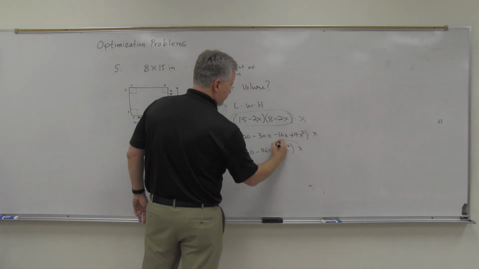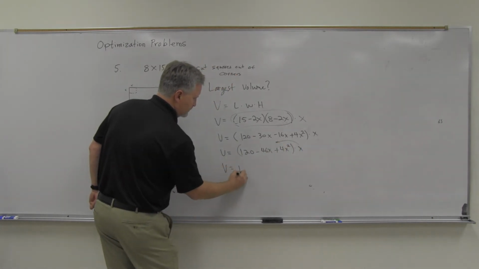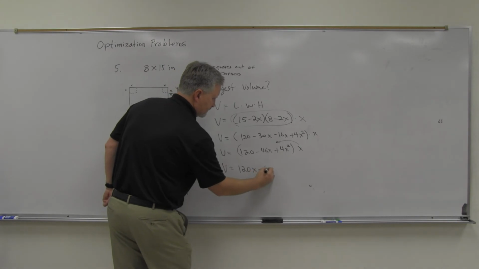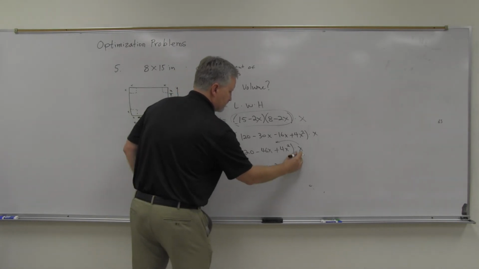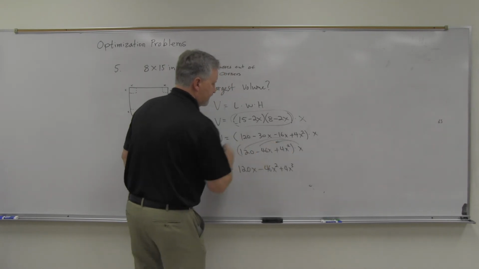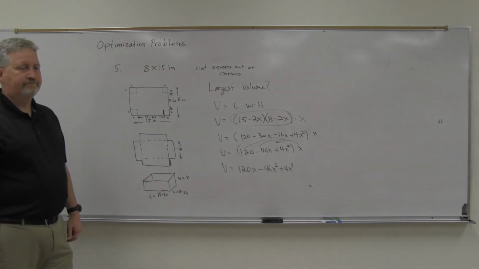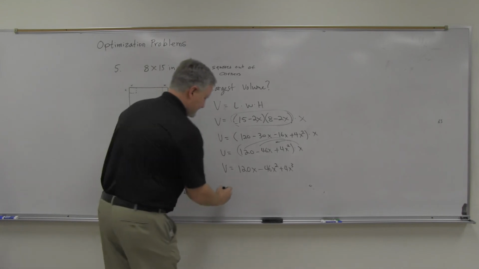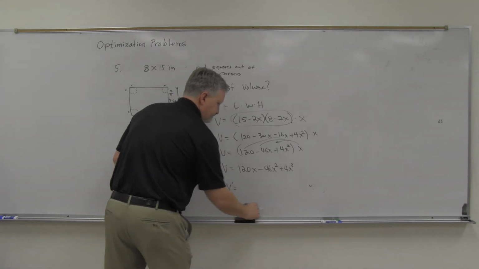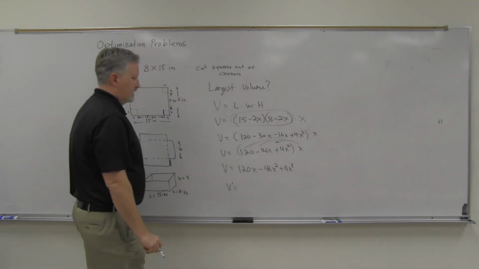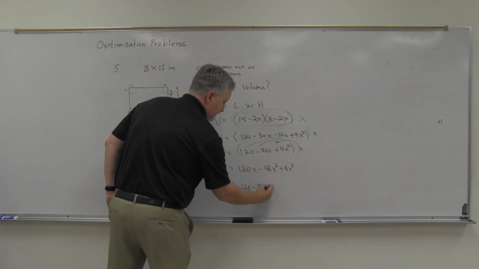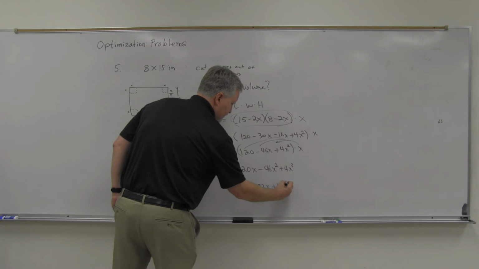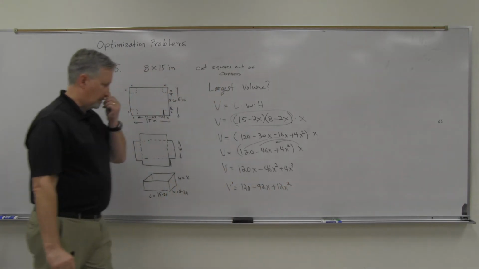Then you multiply the x, so multiply that all in. So you got the volume is 120x minus 46x squared plus 4x cubed. Multiplying all three by x. Right? Now the derivative is not that. It's 120 minus 92x plus 12x squared. That's my derivative.